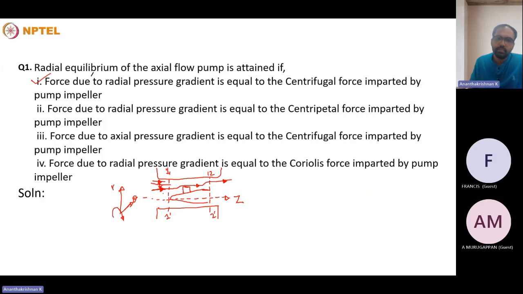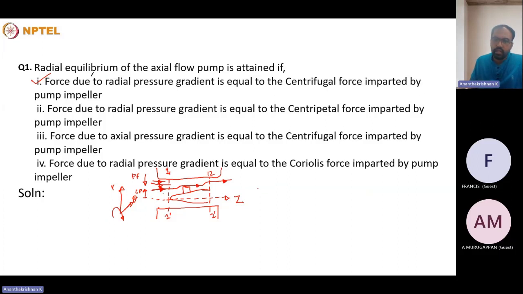As we go outwards, the pressure gradient increases. So the force due to the pressure gradient will be acting in this direction. The centrifugal force acting on the fluid imparted by the impeller will be acting in this direction. So they both cancel each other and the radial equilibrium will be met outside the control volume. Inside the control volume, it is not the case.